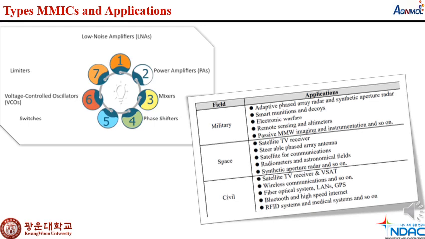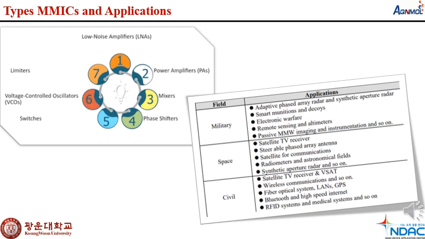In this slide, we will give you an overview of the types of MMIC and some application areas. In terms of types, we can fabricate different kinds of MMIC, for example low noise amplifiers, power amplifiers, limiters, switches, phase shifters, voltage controlled oscillators, as well as mixers. There are applications in the military, space, and civil areas. These things are very important in our technological society.